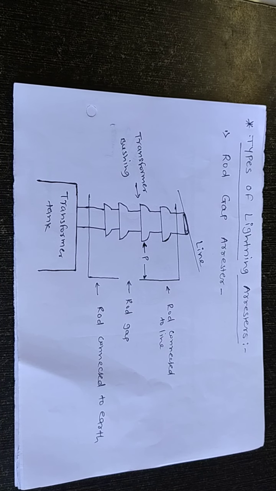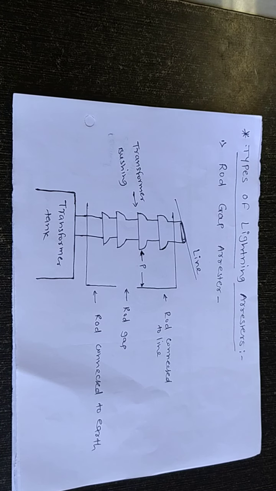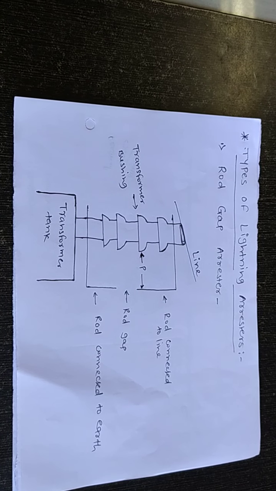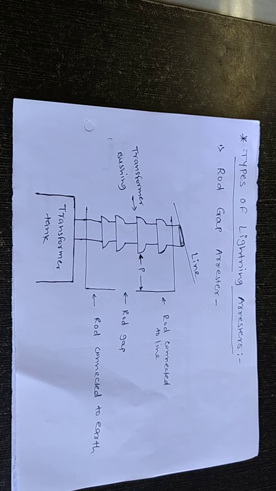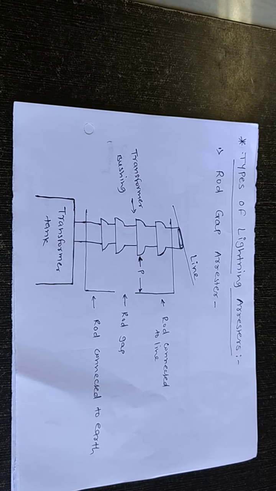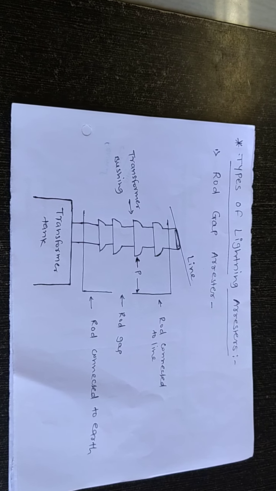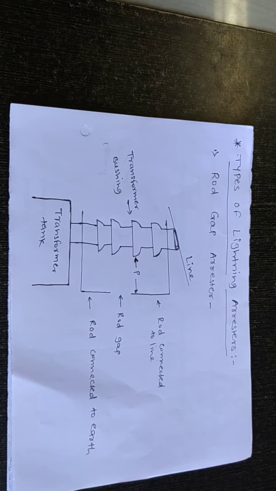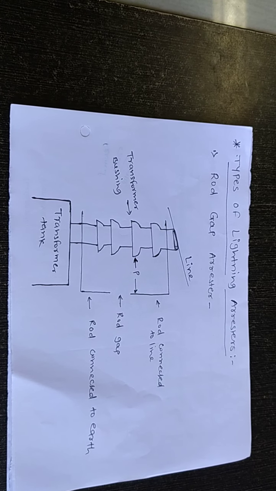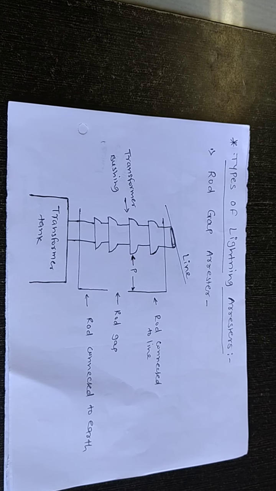Under normal operating condition, the gap remains non-conductive. When a fault or overvoltage occurs on the transmission line, due to the high voltage surge on the transmission line, the gap sparks over and the surge current is conducted to the earth and the transmission line is protected.